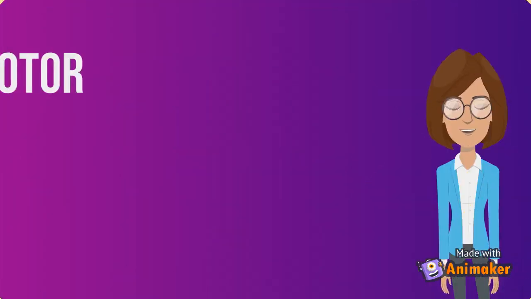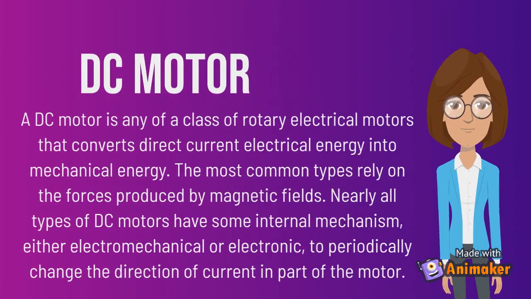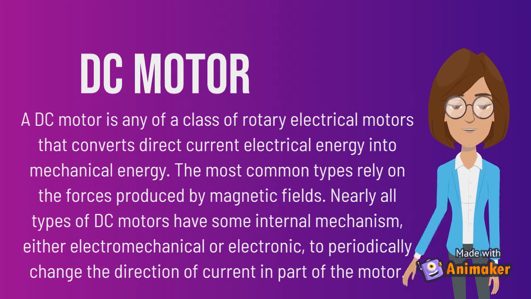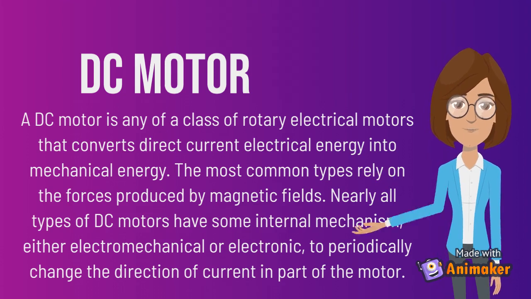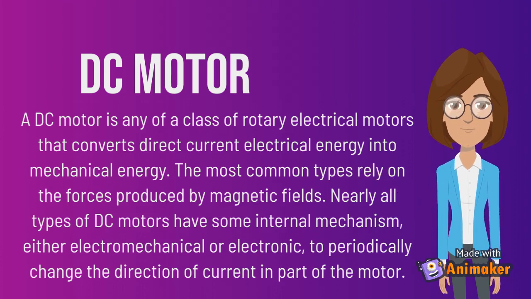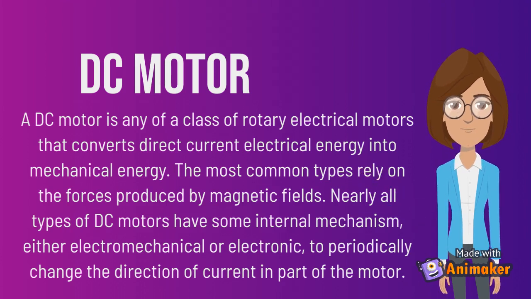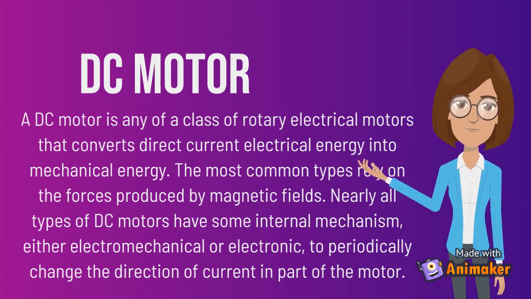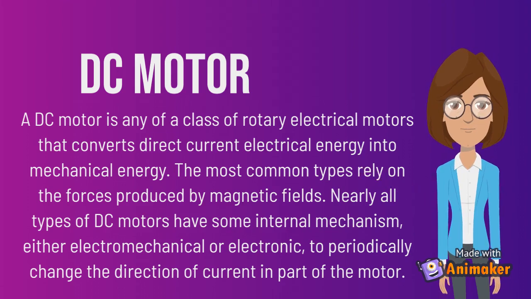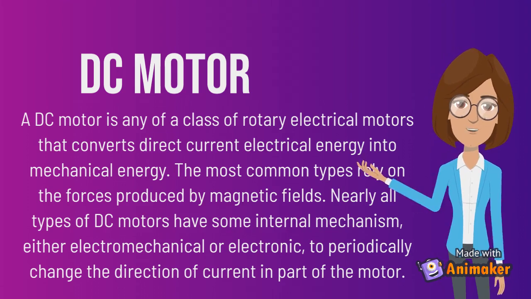DC motor. A DC motor is any of a class of rotary electrical motors that converts direct current electrical energy into mechanical energy. The most common types rely on the forces produced by magnetic fields. Nearly all types of DC motors have some internal mechanism, either electromechanical or electronic, to periodically change the direction of current in part of the motor.